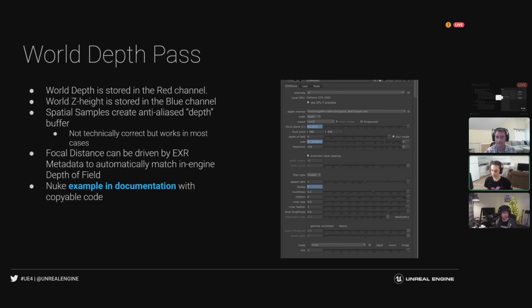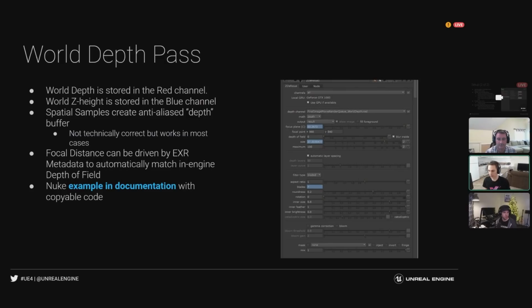When you use spatial samples, you're going to actually end up creating an anti-aliased depth buffer because you render the depth buffer for each sample, and then we average those together. It's not technically correct, but it does appear to work in both cases. It's something that we're hoping to be able to improve sometime in the future, giving you a little bit more control over how some of these passes get added up.